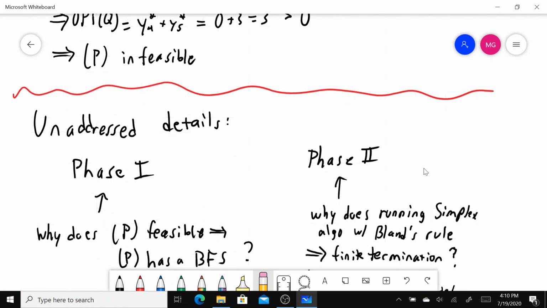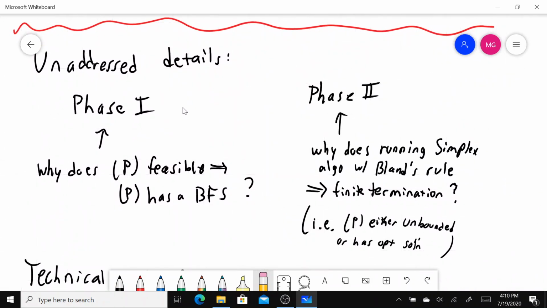So the unaddressed details, what are the things that we swept aside? There's something that we swept aside in phase 1 and in phase 2. For phase 1, it's why is it that P having a feasible solution automatically implies that it has a basic feasible solution. So that's something that we're taking for granted.